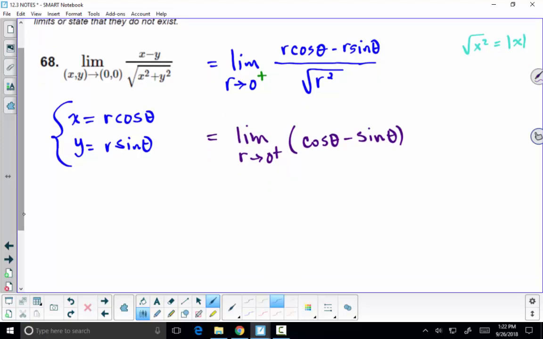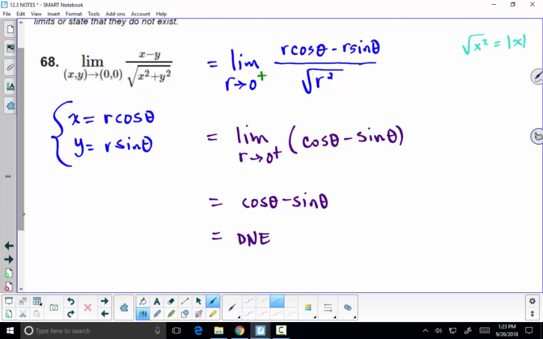Is there an r in that expression? No. So the limit of a constant is the constant. So this is the limit. Is that a number? Well, it's a number for a very specific theta, but it's not a constant. It's a function. For a limit to exist, you have to be approaching a single number, and we're not approaching a single number because it depends on theta. So this will be a DNE for our limit because this does not approach a single number.